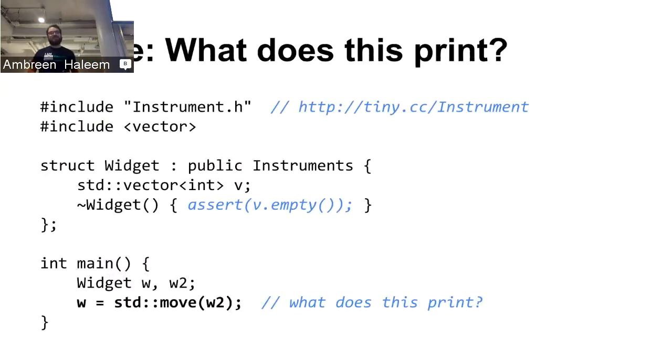So we have here another puzzle. What does this print? Here I have a construct Widget, and it's just got some members in there, and it's got a destructor that does nothing, right? A pair of empty braces. Maybe there's an assert in there that gets compiled away. Maybe it's just a pair of empty braces. In main, I am trying to move assign W2 into W.